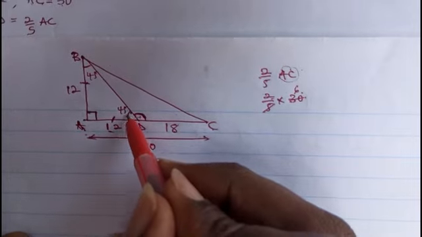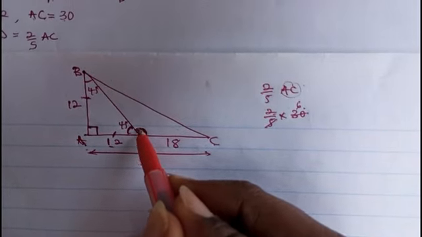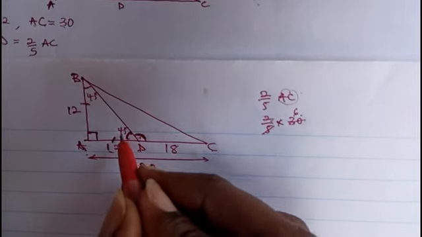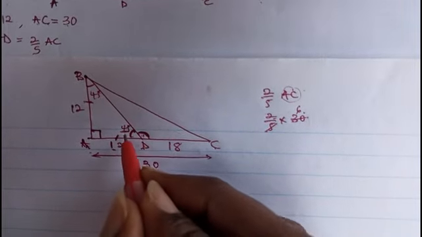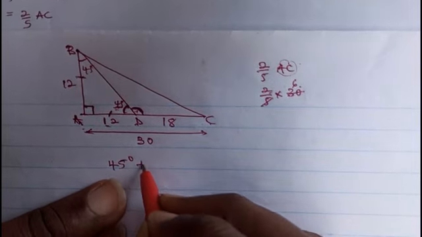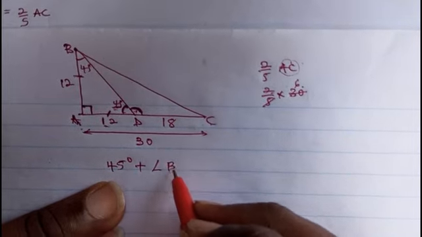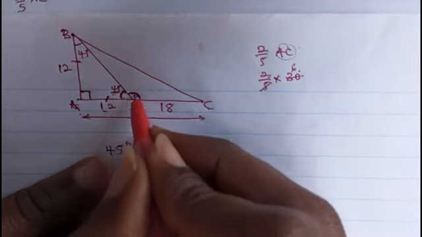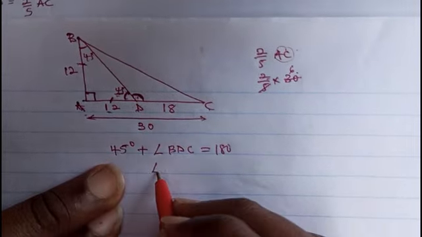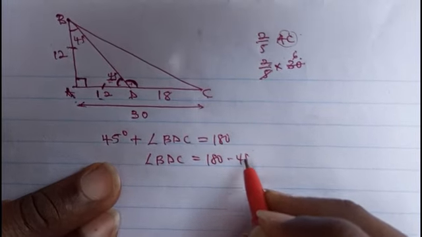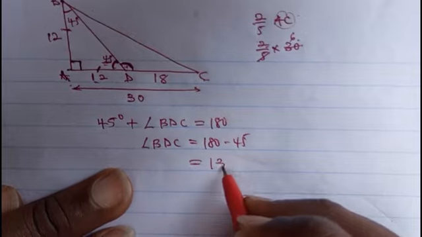So we know that if here is 45 degrees, this angle BDC will sum up with this 45 to give us 180, which is angle on a straight line. So 45 degrees plus angle BDC will give me 180 degrees. That's the sum of angles on a straight line. So we can collect like terms. BDC is equal to 180 minus 45, and that will give me 135.